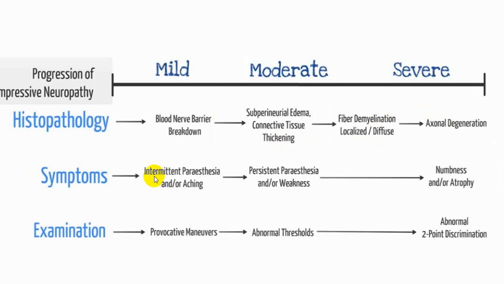In mild, symptom wise, intermittent paresthesia or aching pain. In moderate, persistent paresthesia, and now you will start getting weakness of the muscles. And in a late stage, or what we call the severe variety, we'll start getting numbness and atrophy of the muscle, which will be of lower motor neuron type. In mild, you can get provocative tests positive. In moderate, you will have abnormal thresholds. And in a severe variety, the two-point discrimination will be affected, and that will be diagnostic of the severe variety.